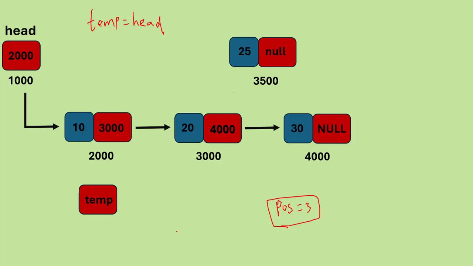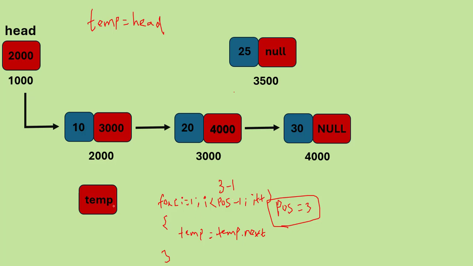For that I have to take a loop and check the condition: for i equal to 1, i less than position minus 1, and then i plus plus. This is the condition I'm going to give. If the condition is true, I'll go to the next node, temp equal to temp dot next. So here i value is 1, position value was 3, 3 minus 1 is 2. 1 less than 2, yes, the condition is true.